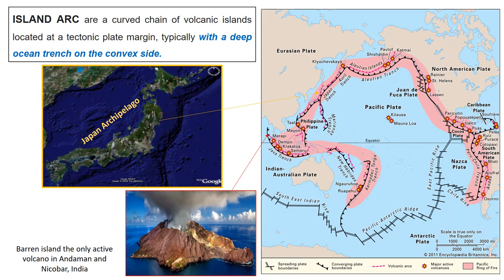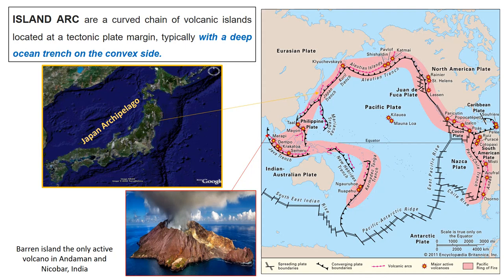When we look at the Java Trench over here, we have the Sumatra Islands, Java Islands, Bali Islands over here, which form an island arc. Similarly here, the Aleutian Trench is over here and we have a group of Aleutian Islands over here. And all of these islands are mostly volcanic in origin.